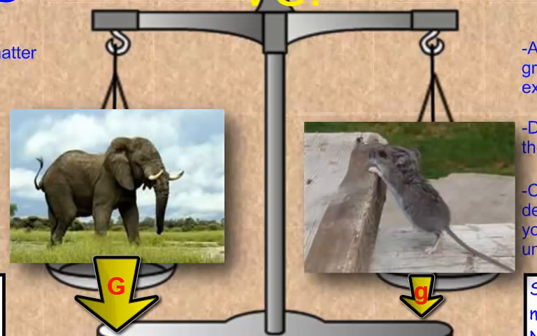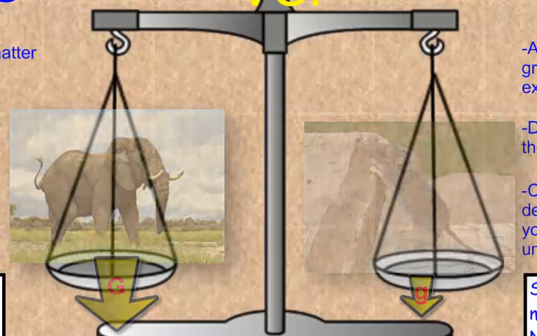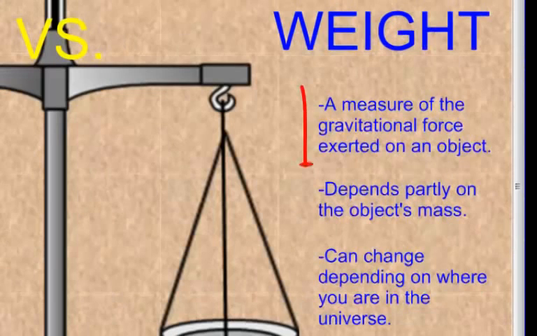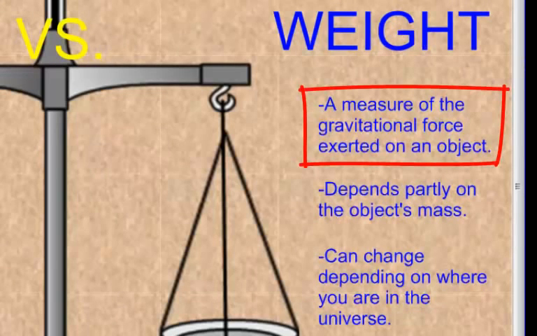An elephant's going to have a lot of weight because it has a lot of mass, and gravity is strong working on that elephant. But a mouse has less weight because it has less mass, less gravity working on it. It's kind of complicated, I know, but weight depends on gravity. So where am I going with this?